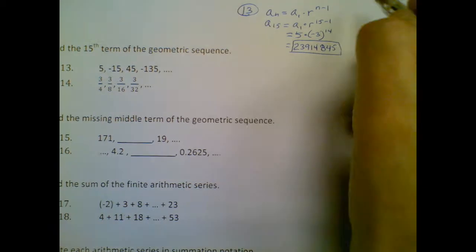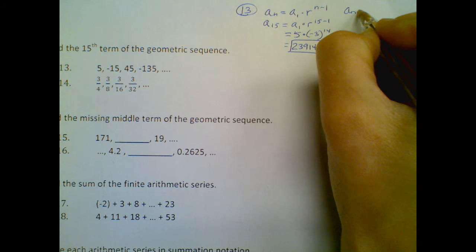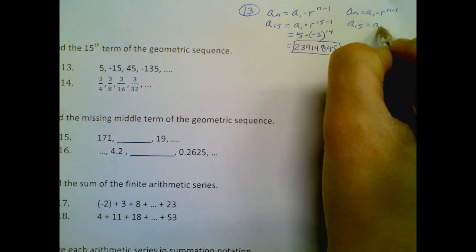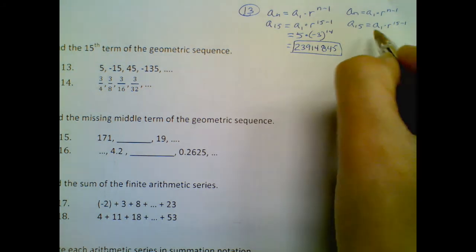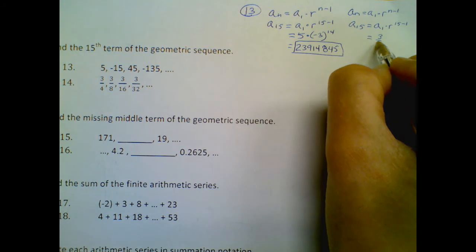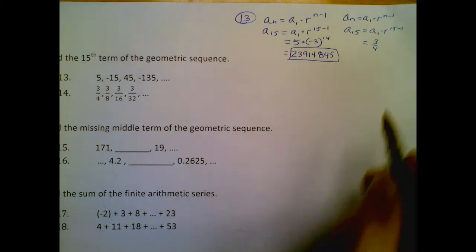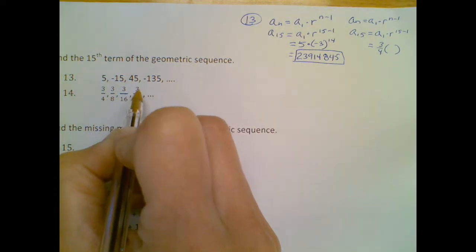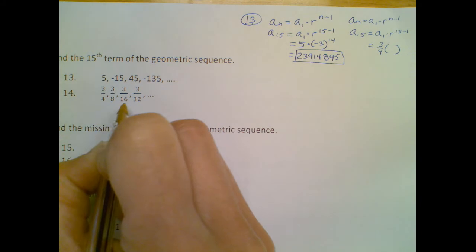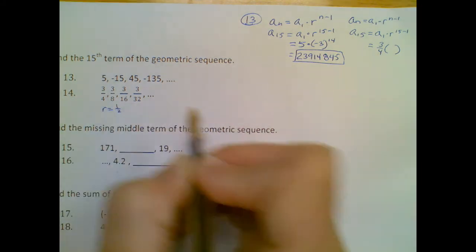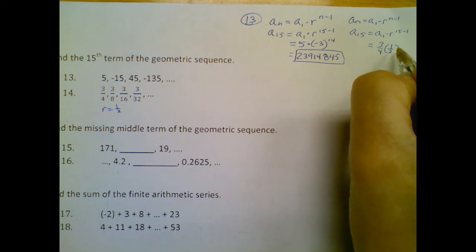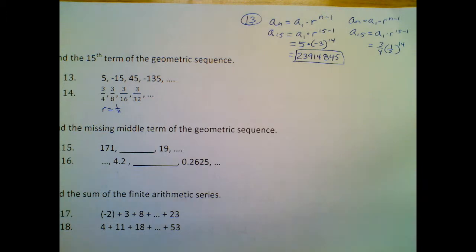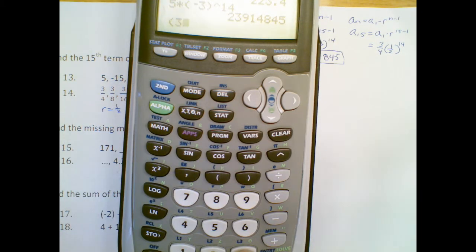Now number 14, we're going to use this same equation. Our n is 15 again because we want to know the 15th term again. So our a sub 1 is 3/4 because that is our first term. Our common ratio is, notice how on top we're just multiplying by 1 because it stays the same. On bottom we're multiplying by 2, so our r is 1/2 each time. So we're going to substitute that in, and then 15 minus the 1 is 14. So then we're going to plug that into our calculator.